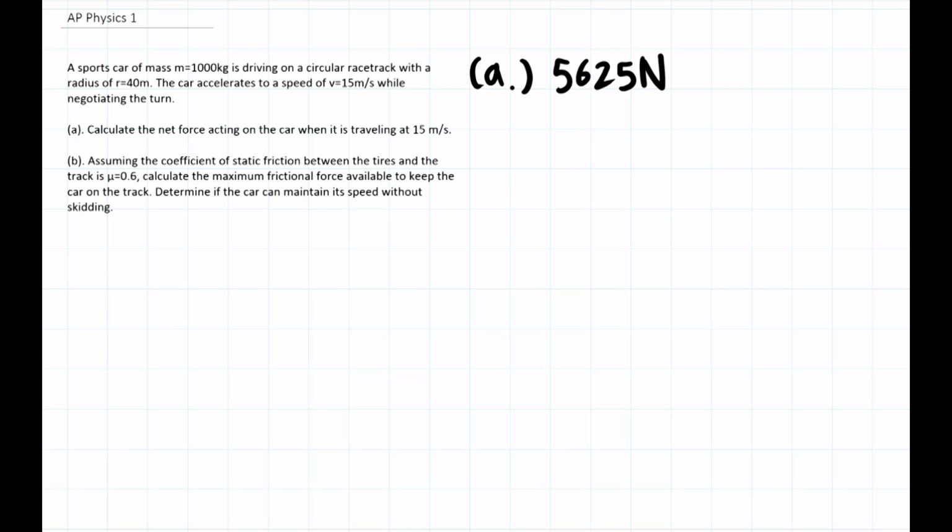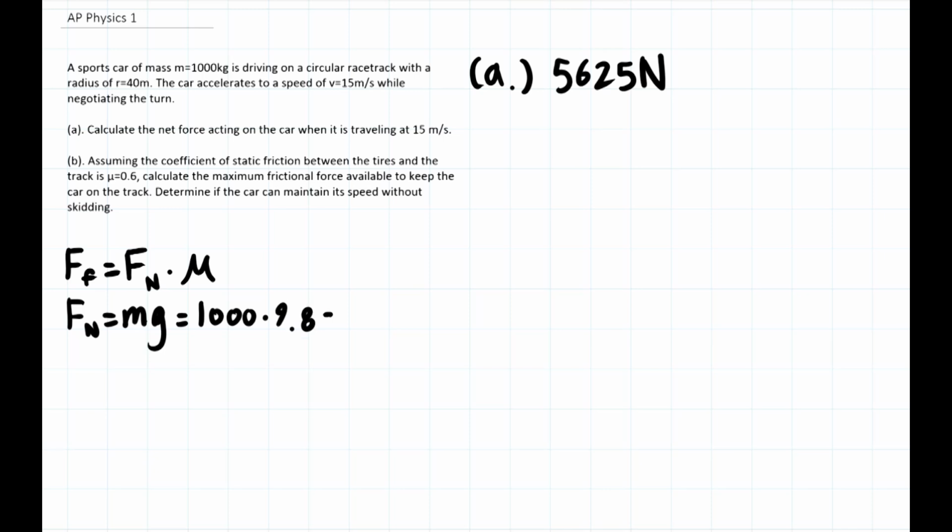So the first thing that this question is asking is the maximum frictional force. And in physics, the formula for the frictional force is equal to the normal force times mu, which is the coefficient of friction. And in this case, we can find the normal force because it's the same thing as the weight, mg, which is equal to 1,000 times 9.8, which is 9,800 newtons.